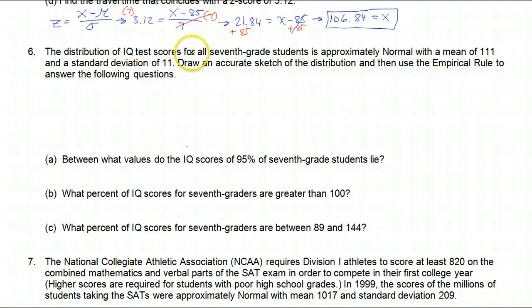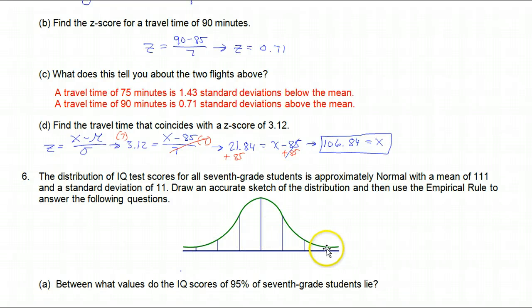The distribution of IQ scores for all 7th grade students is approximately normal with a mean of 111 and a standard deviation of 11. Draw an accurate sketch of the distribution and use the empirical rule to answer the following questions. The empirical rule is when we know that the first standard deviation is 34%, all those percentages. So I'm going to copy a picture from before. This is what we're talking about.